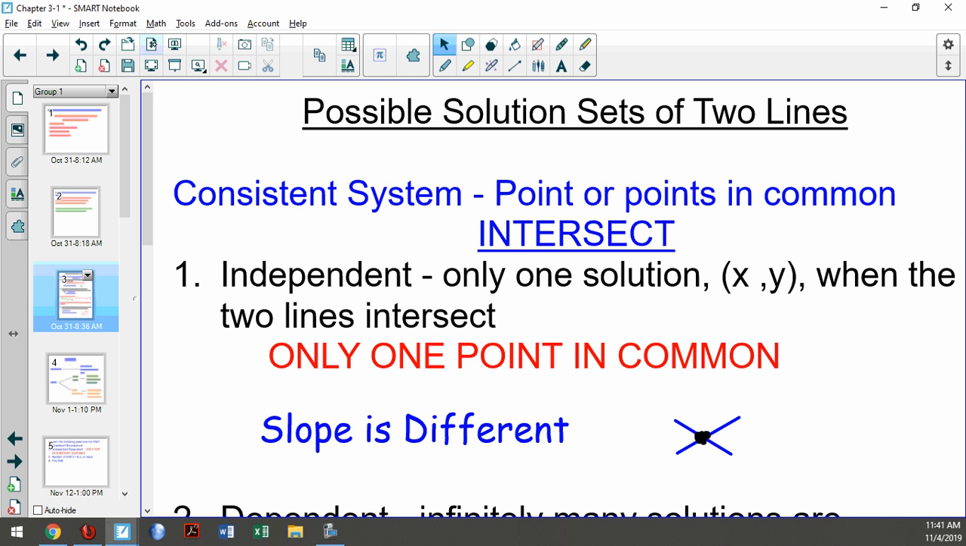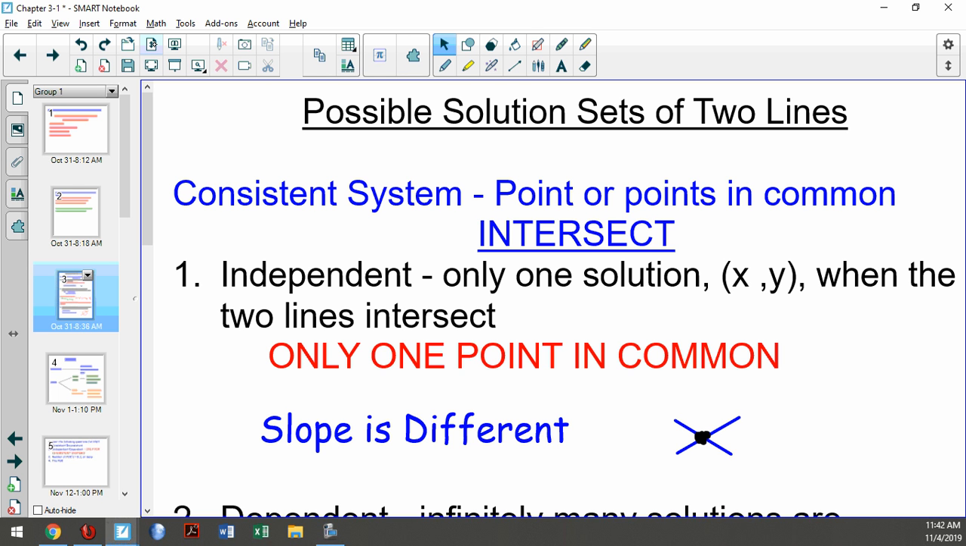Now, let's talk about the word inconsistent versus consistent. Consistent means they physically cross. Inconsistent means they don't cross. They cross, they cross, they don't cross. You with me? 1 point of intersection, many points of intersection, no points of intersection. Inconsistent means no POI. Consistent means they do have a POI.